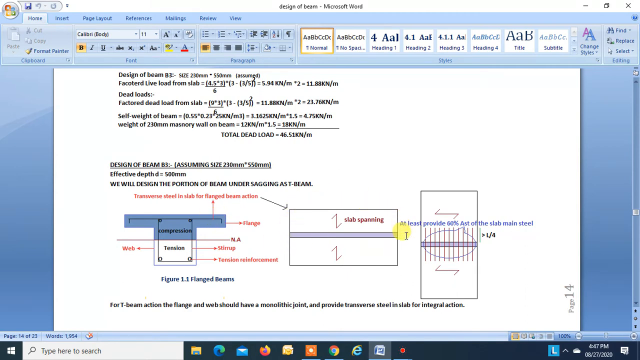When we have a system of slab and beam like this, the spanning of slab is like this, so the main steel will become the transverse steel. But sometimes it so happens that the slab beam system is like this, that the main steel of this slab is parallel to the beam. Then you have to provide additional transverse steel, at least 60% of this main steel, greater of these two, for a distance at least L by 4 on both sides, where L is the span of the slab, right?